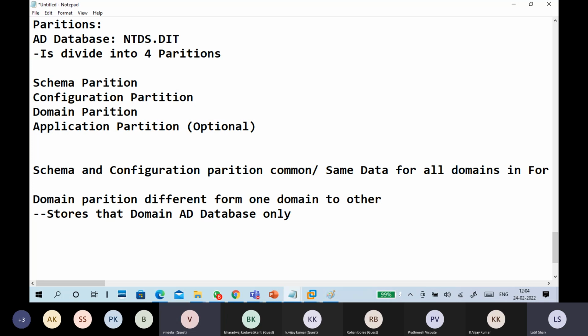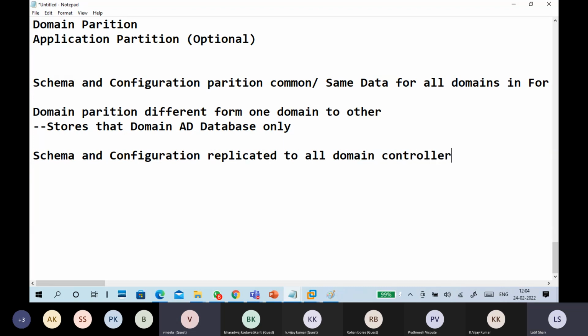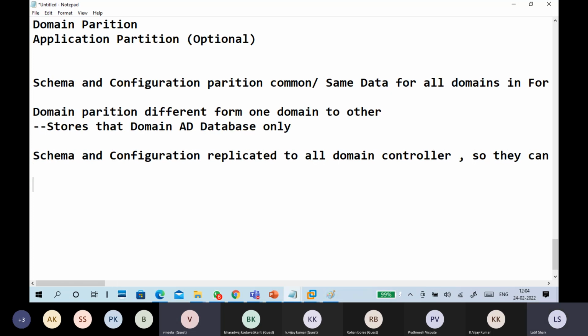The schema in one domain controller in the root is the same schema maintained by other domains in the same forest. The same data in the configuration partition is there in the others. So schema and configuration partitions are replicated to all domain controllers, so they can maintain the same data, the same database.